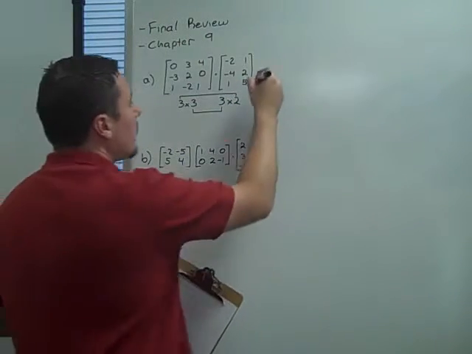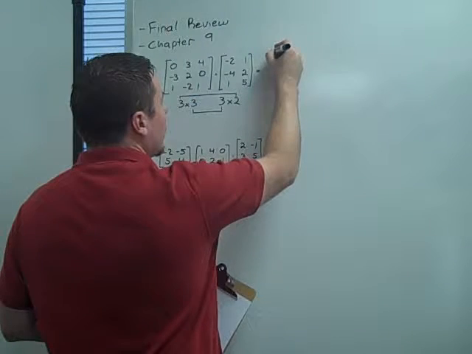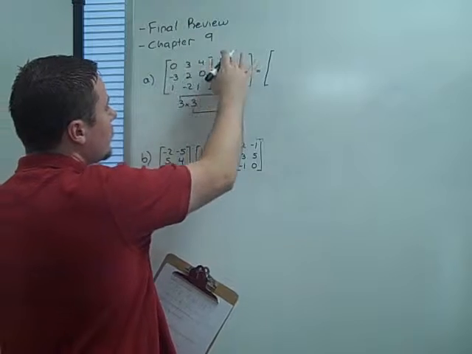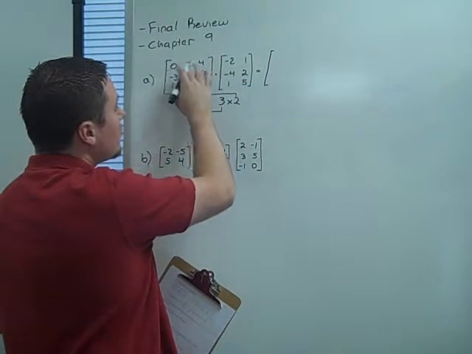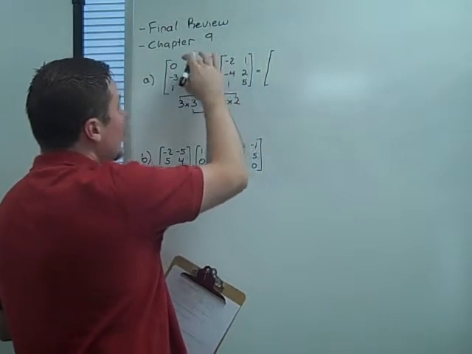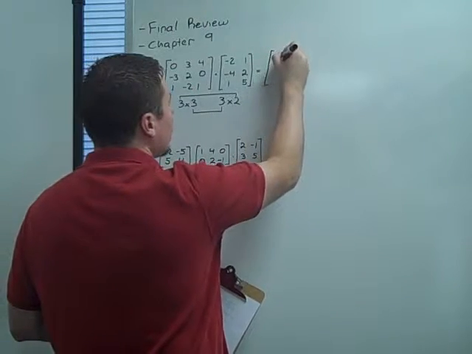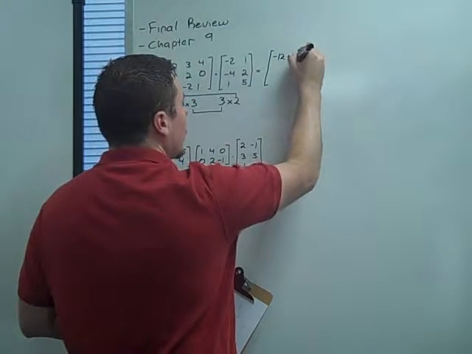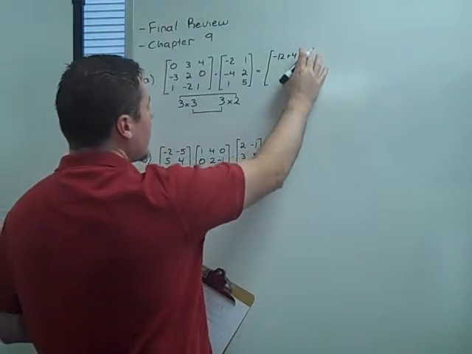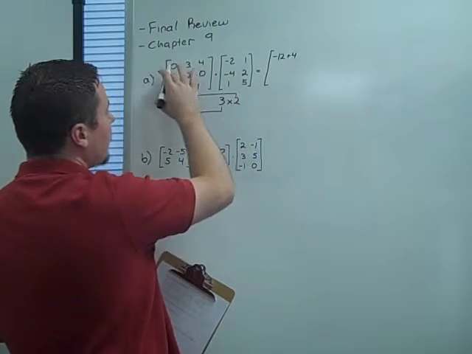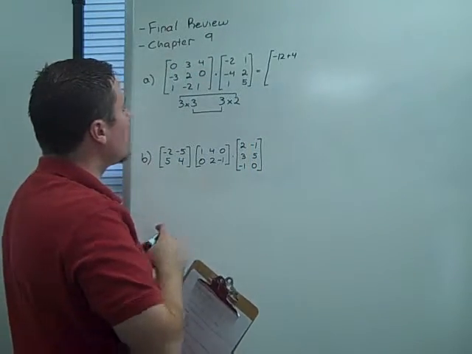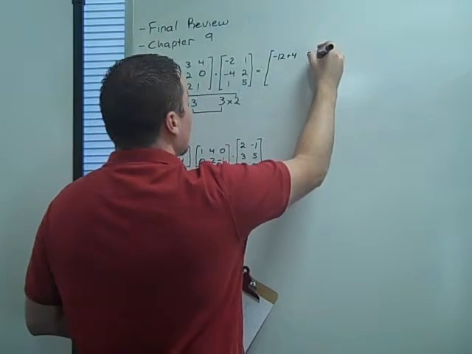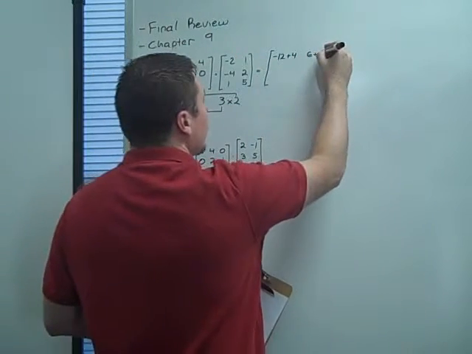So, without any further ado, we're going to write this matrix. This row must be dipped into this column. So 0 times negative 2 is going to be 0. 3 times negative 4 is negative 12. And 4 times 1 is 4. For this next entry, I'm going to take my first row and dip it into my second column, which is 0 times 1. 3 times 2 is 6. And 4 times 5 is 20.